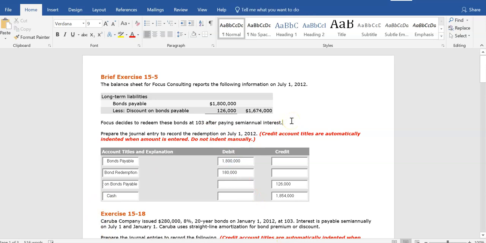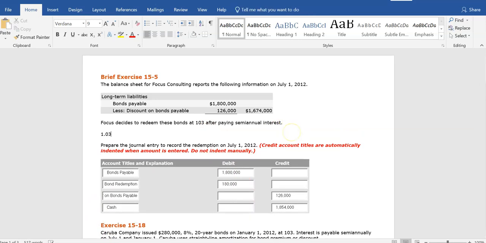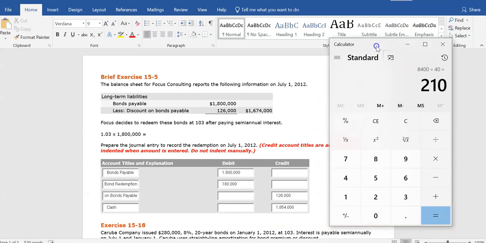If they are paying cash of 1.03 of their face value, it means they will be paying, move this over here so you can see, 103% or 1.03 times the face value of the bonds. They will be paying cash of $1,854,000. So we will credit cash for $1,854,000. We are debiting the liability for $1,008,000, crediting cash for $1,854,000.